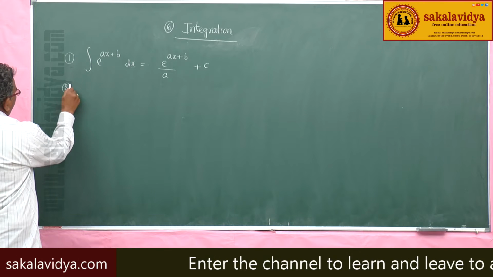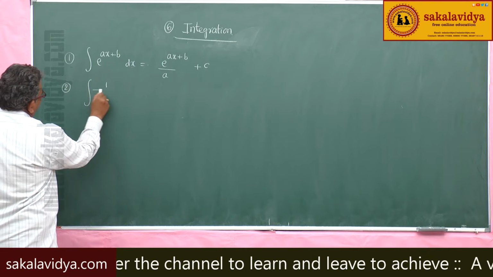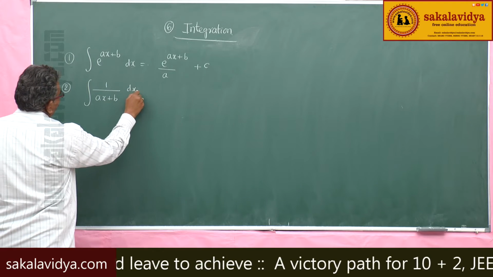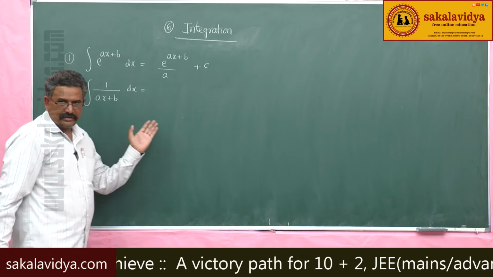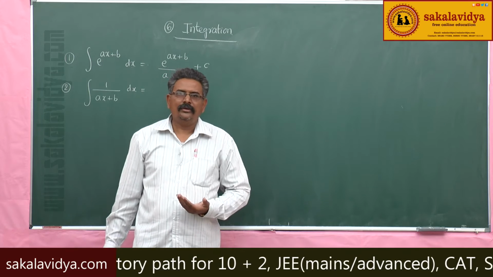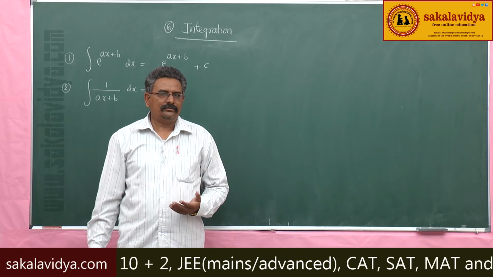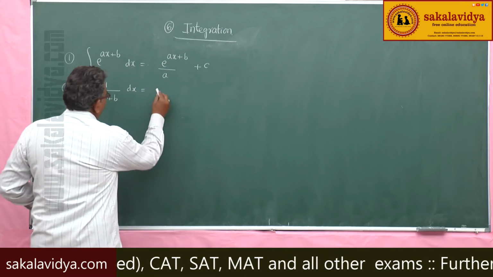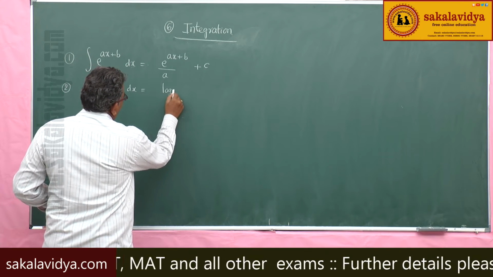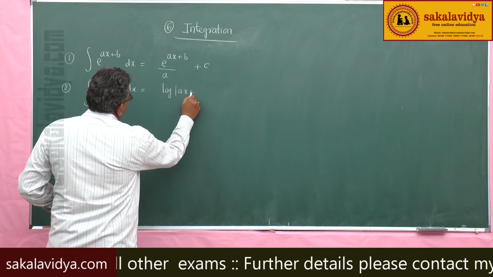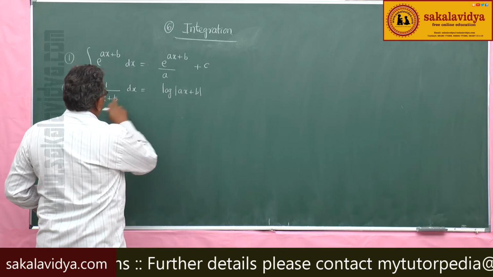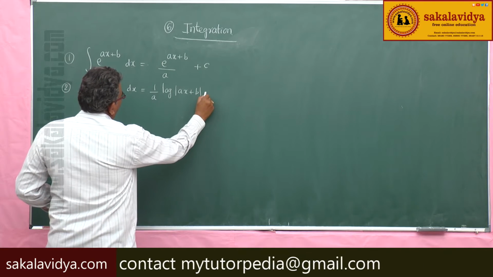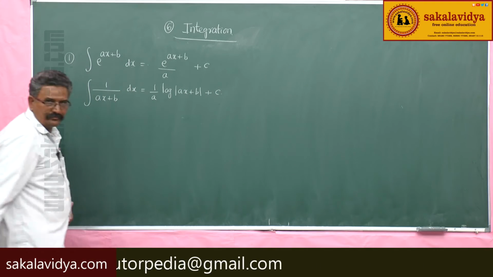Second one, integral of 1 by ax plus b dx. Now, this is in the form of integral of 1 by x dx. We know that log of mod x. So, this we can write log mod ax plus b divided by derivative of ax plus b, that is a. So, 1 by a log of mod ax plus b, constant of integration.